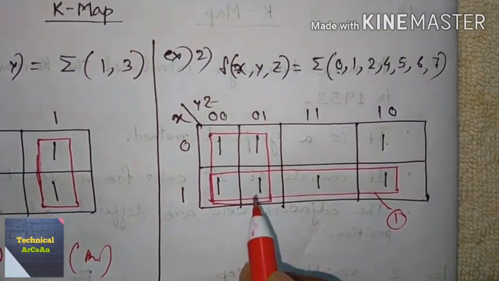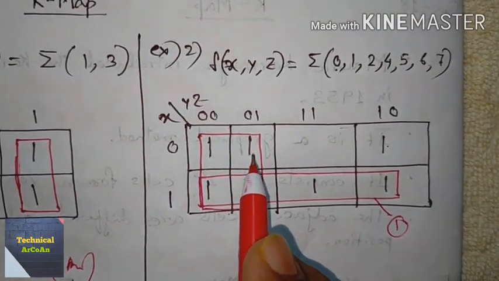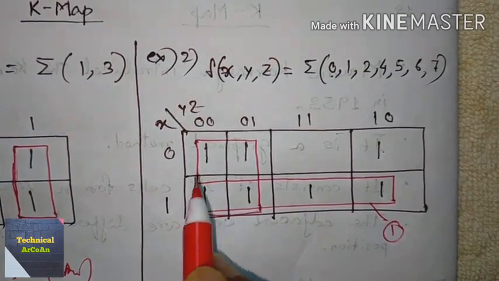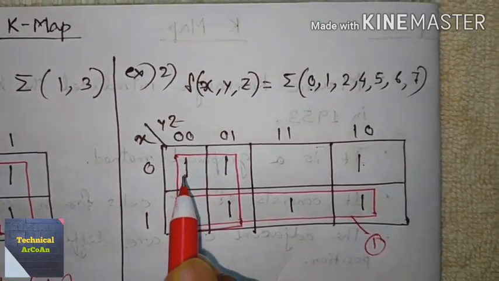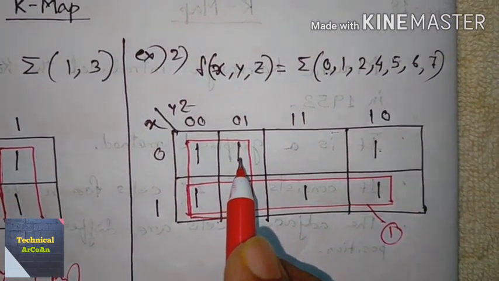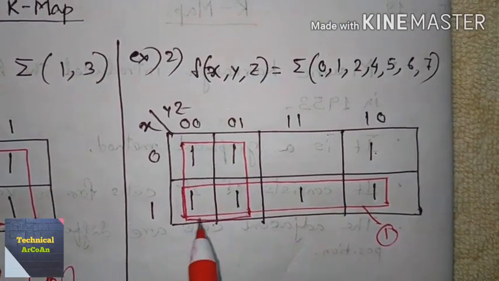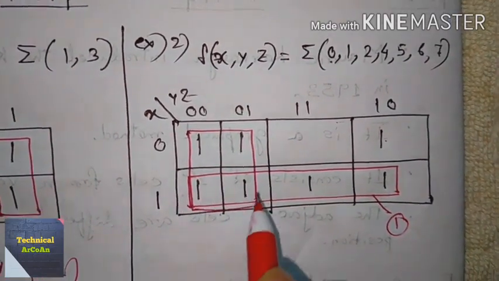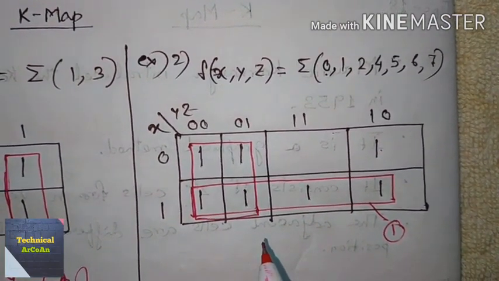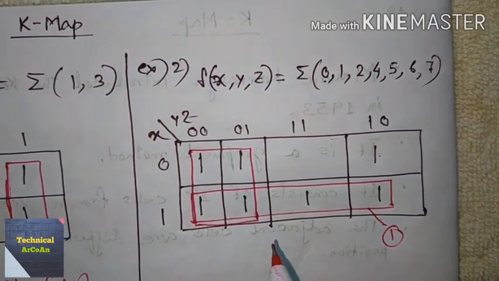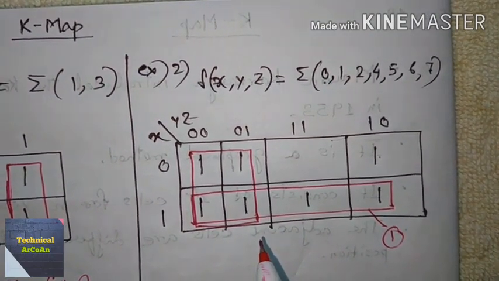Here the rule is that if any cell is not yet used, it can be grouped with cells already used. This 1 is already in a group, but this 1 is not actually used. So a used cell can also be used again along with an unused one. That's why these 4 can form a group. So the maximum number of 1s should be present within a group. This is actually the rule for grouping or clubbing in a Carnot map.